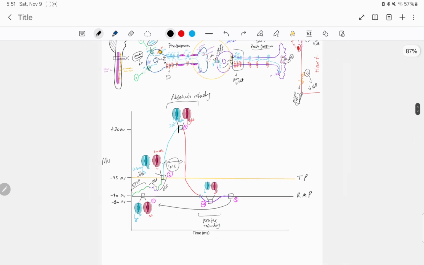So that's the absolute refractory, relative refractory, all of the channels and what they look like, and the actual kinetics of the channels. Okay?